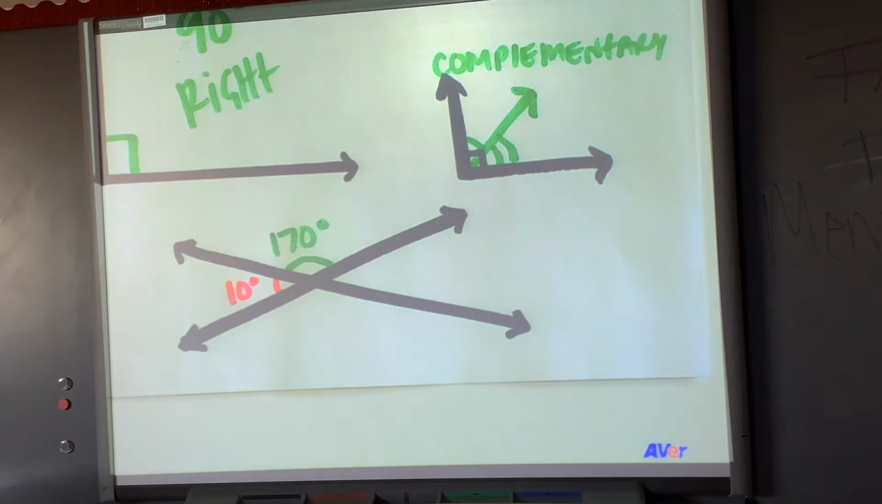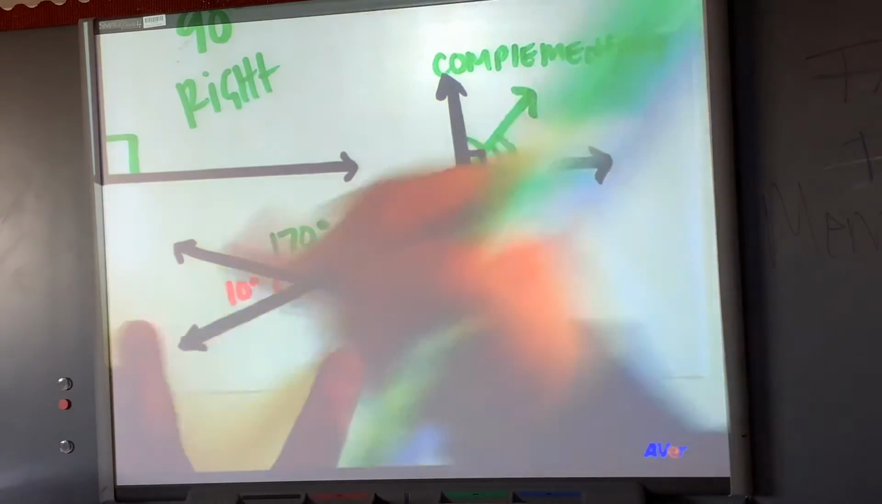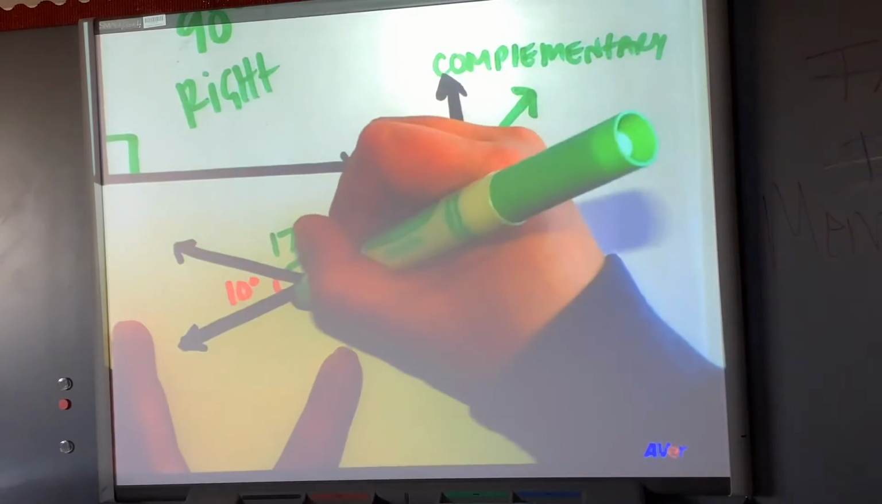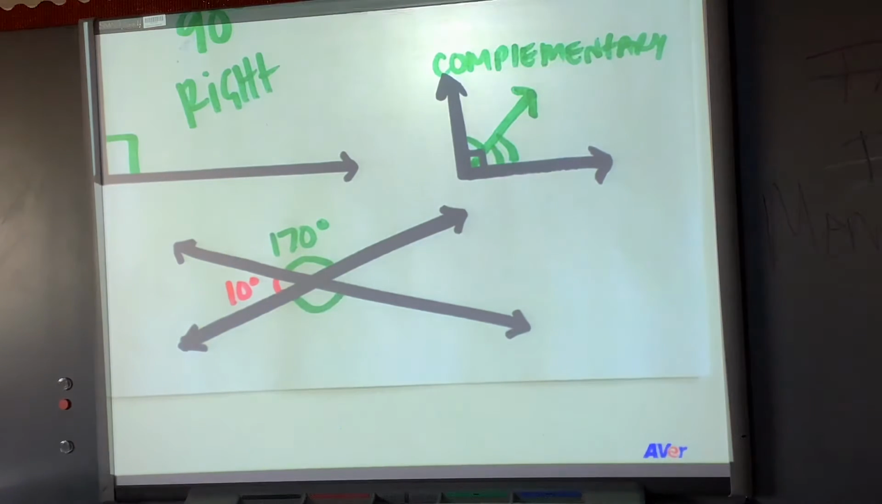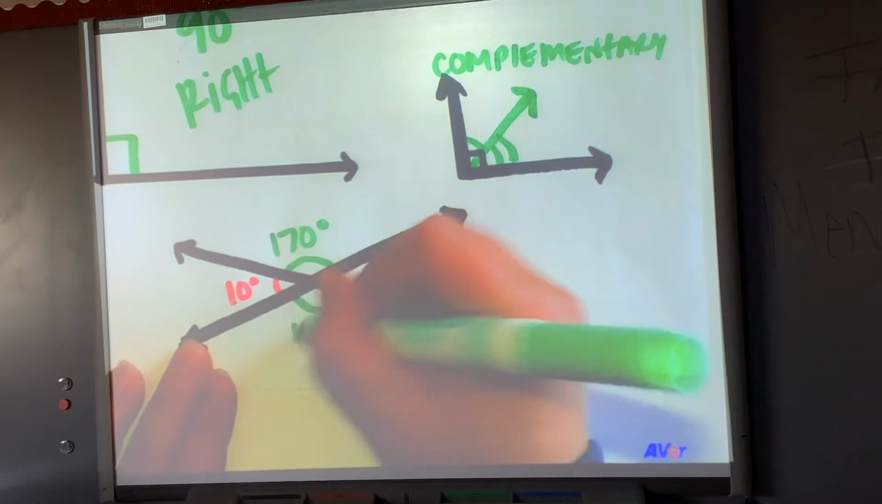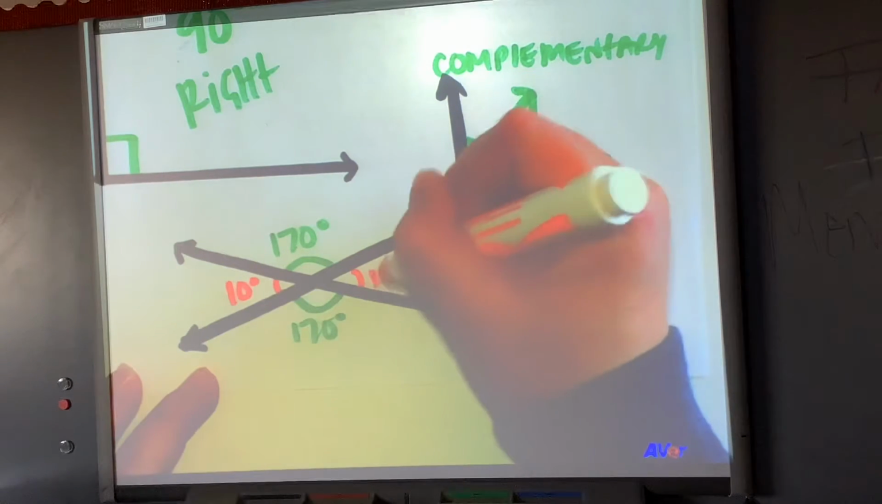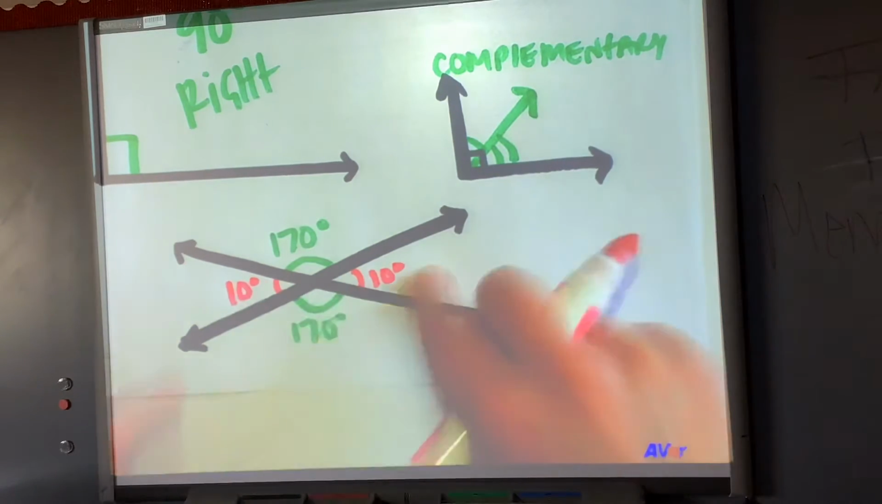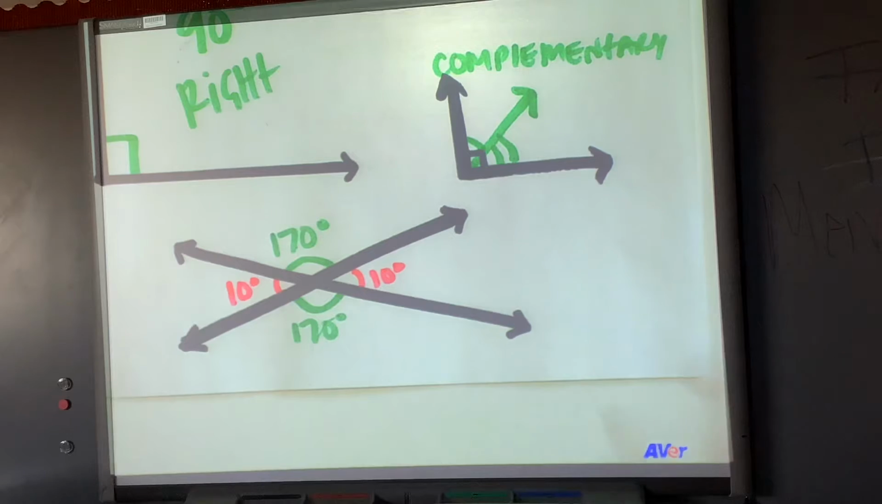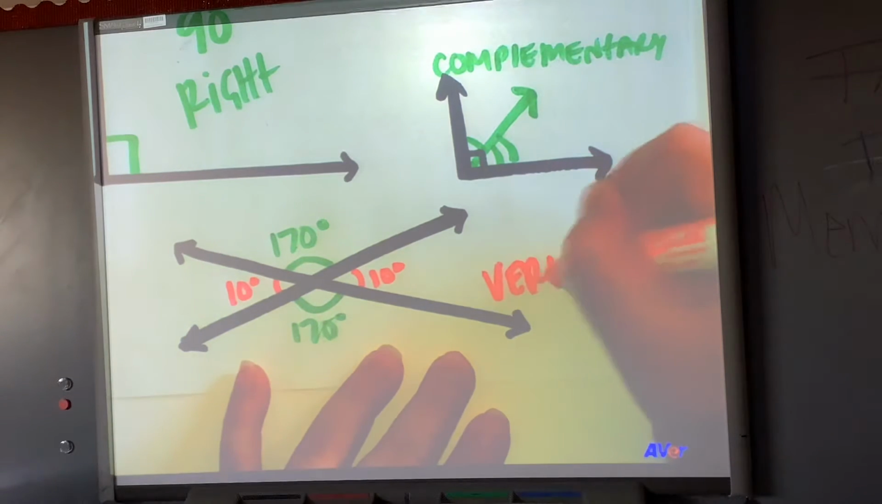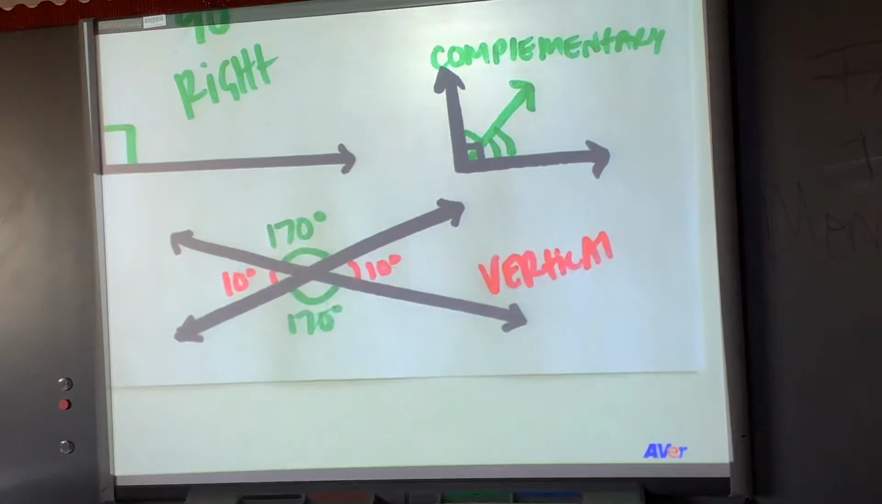And here's one other fun fact about anytime lines cross like this. The angle on the opposite side is the same exact size as the one above it. Even this one over here to the side, it is the same exact size as its opposite little pair. These are called vertical angles. Vertical angles.